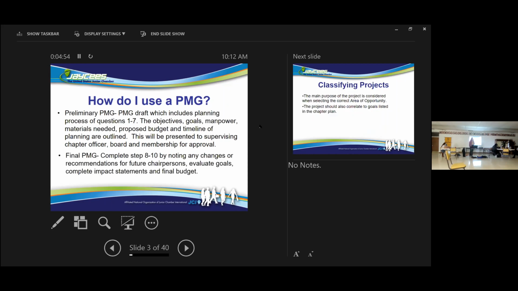Then, when the project is finished, there are two or three other questions that allow you to evaluate the event and make recommendations for the future. Your final budget is also part of those questions. Whether you made money, broke even, or lost money, all that is part of the evaluation process.